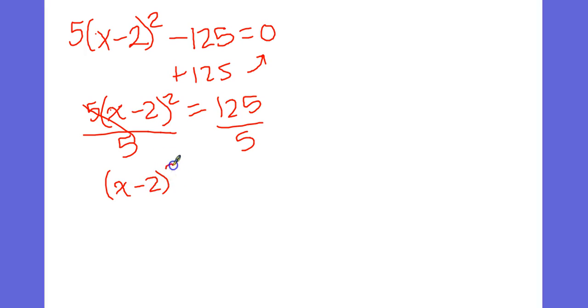So now we have a quantity x minus 2 squared equals 25. Well, that's looking pretty now. I'm liking it better. Do our conditions exist? Quantity squared equals a number. So we'll apply the square root property.